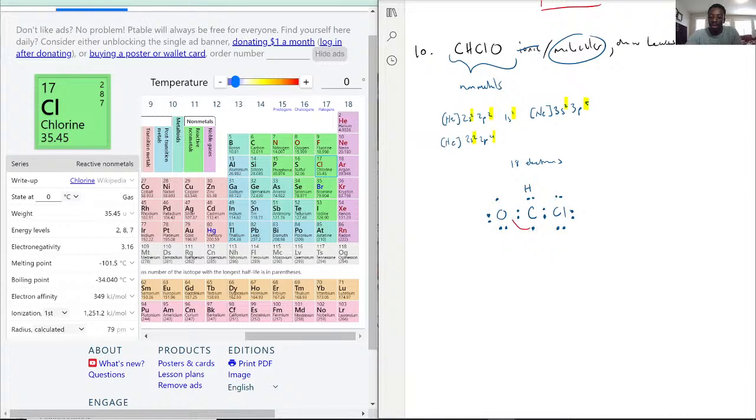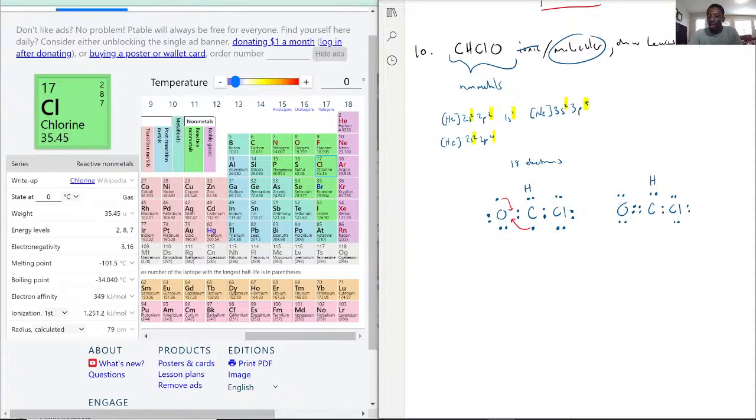To satisfy the octet rule and work with each other, these are going to form a double bond. So now what we have as a picture for a Lewis structure is carbon, chlorine, a double bond here for the oxygen, and the hydrogen right here. Then we fill out the valence electrons, and we are done there.